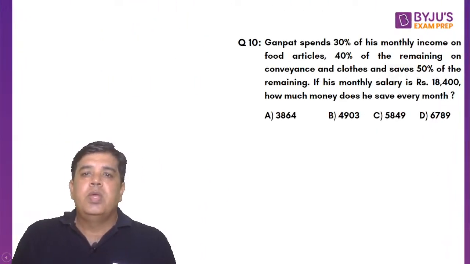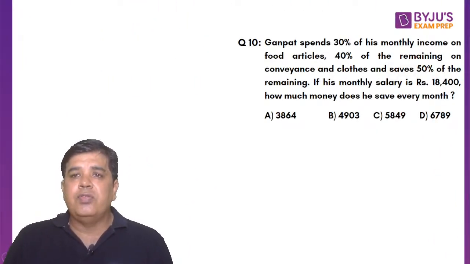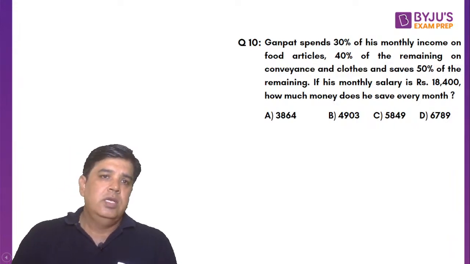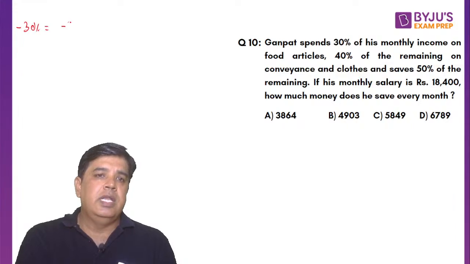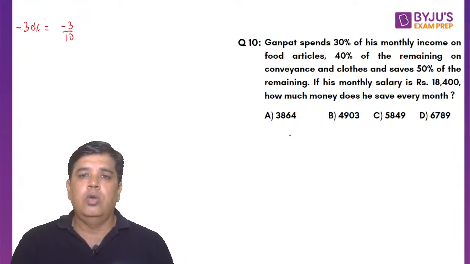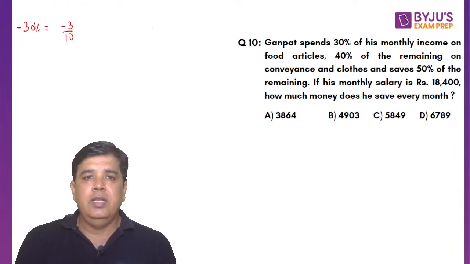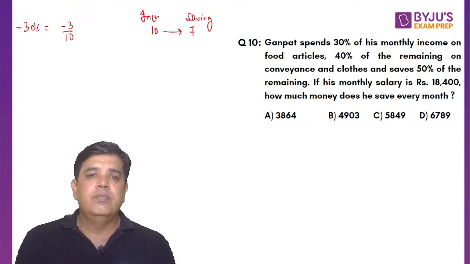Next. Ganpat spent 30% of his income on food articles. Spend means expenditure. 30% means 3 by 10. So out of 10, he is spending 3. So he is saving 7. If 10 is the income, 3 is the expenditure, 7 is the saving.